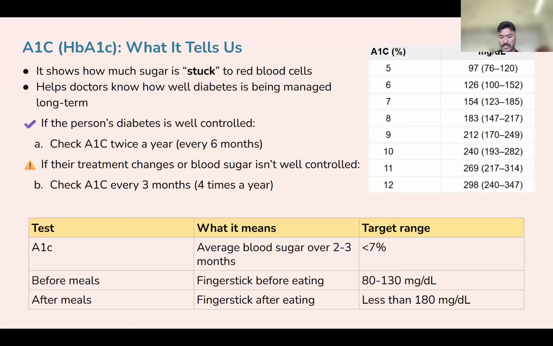And the bottom table we have here just summarizes what you want to be aiming for. So the A1C less than 7%. Before meals, you want to target a range of like 80 to 130, and then after meals, something less than 180. And on the right is another table of what the interpretation of the A1C levels can mean. Since we're targeting an A1C of less than 7, that's about anything less than 154 on average, or if it's an A1C of 7%, then the range is like 123 to 185.